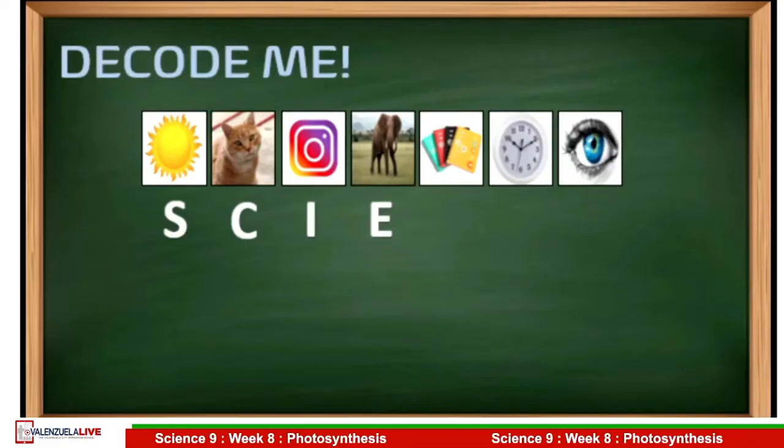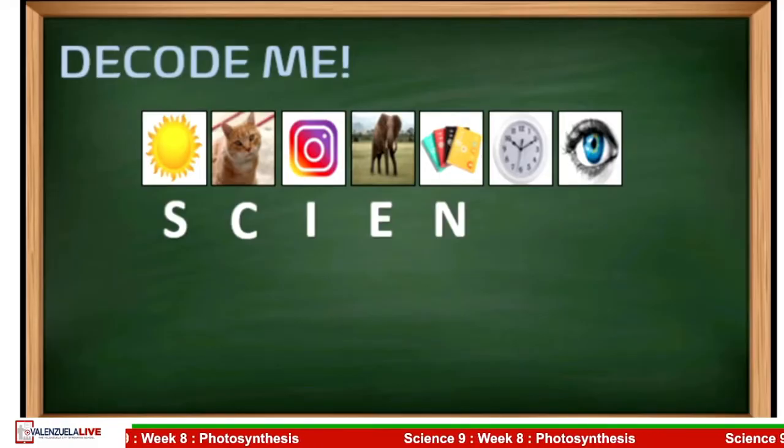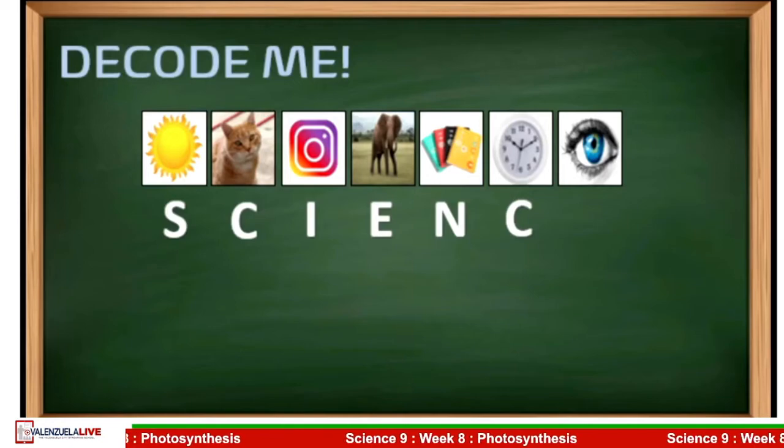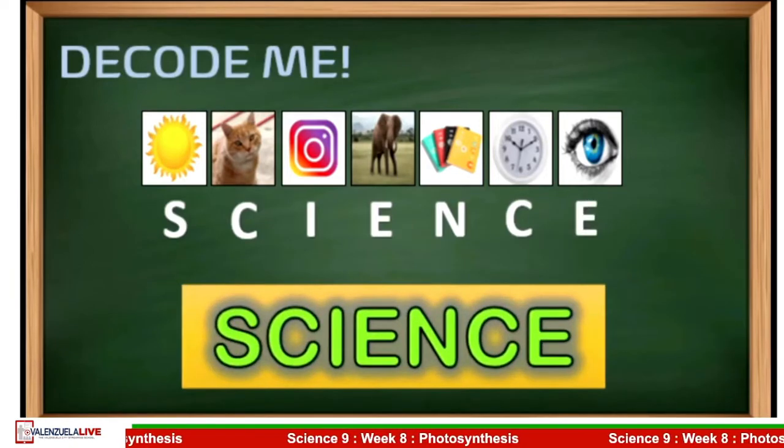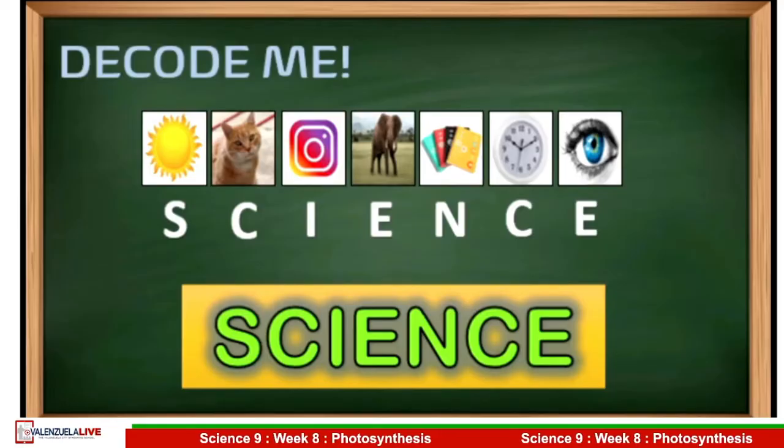The fifth picture is a notebook, which starts with N. The sixth picture is a clock, which starts with C. And the last picture is an I, which starts with E. The hidden word is science. Now it's your turn. You have 10 seconds to decode the word and type your answer in the comment box. Are you ready? Let's start.